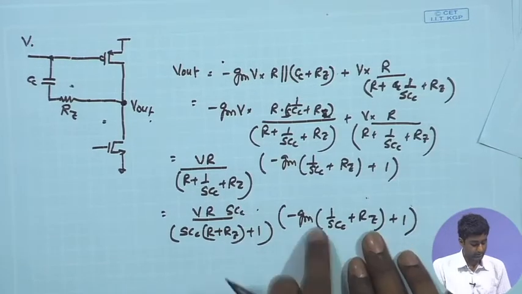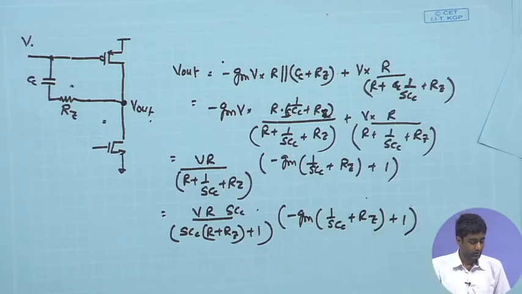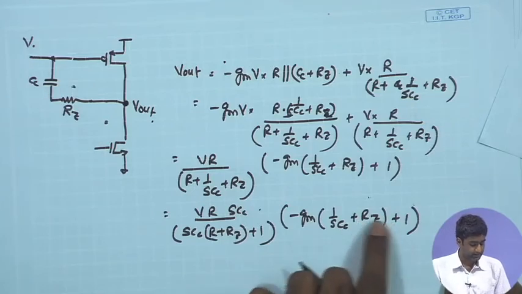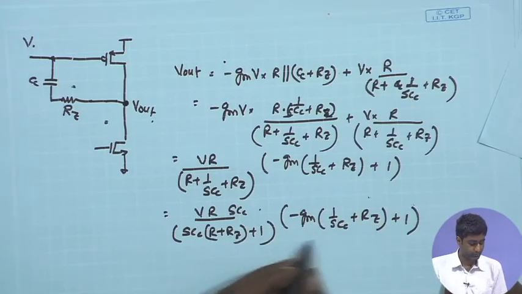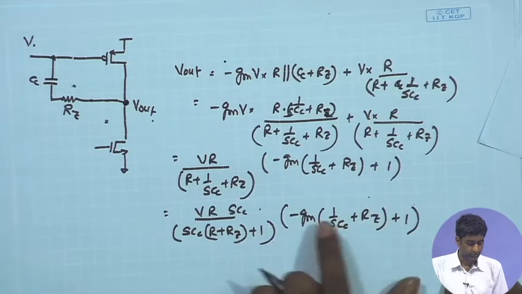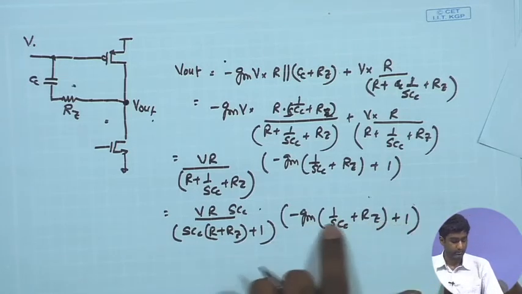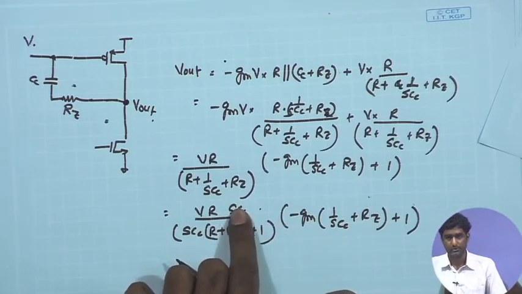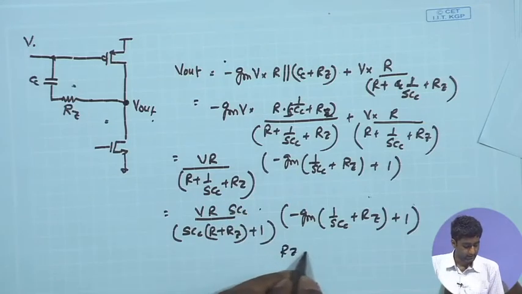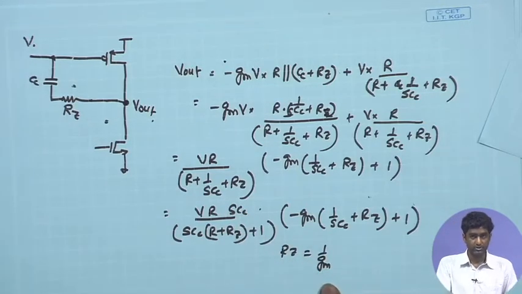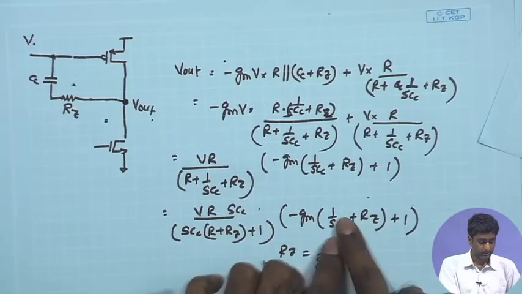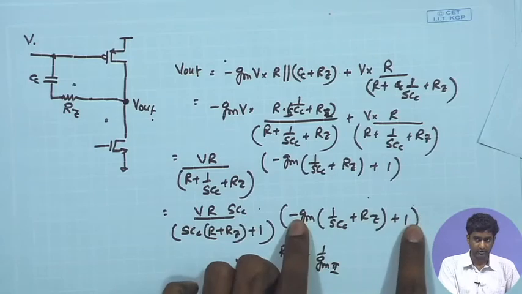Now, looking at the above expression, if I want to eliminate this 0 coming in the numerator, suppose in this expression I set Rz equal to 1 upon Gm, then this will cancel out with this factor 1, and you will be left with only the 1 upon SCc term over here, which will again be cancelled out with this SCc term coming over here. This Gm is basically the Gm of the second stage, so I should call it Gm2. If I set Rz equal to 1 upon Gm2, then I can eliminate the effect of this factor.